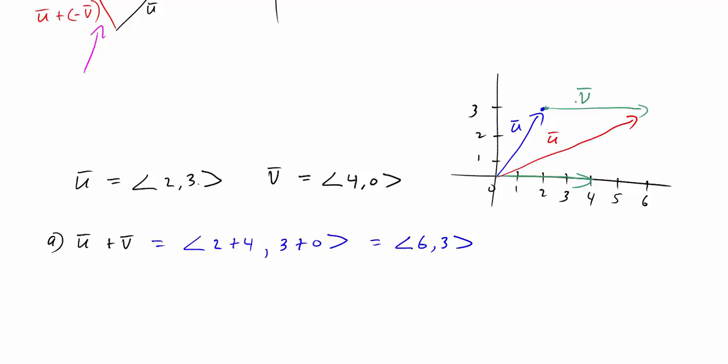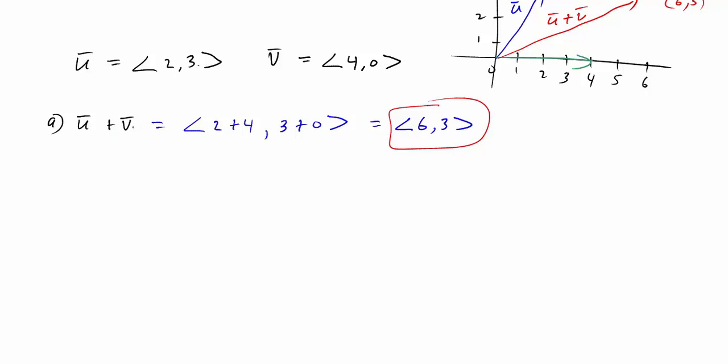Okay, again, we're adding head to tail, so we go from the tail of the first vector to the head of the second one, and we get u plus v. And where's this point right here? Well, it's located at 6, 3, which is what we found down here for the vector. So that says we're going to go to the point 6, 3, and there we've added u and v together.